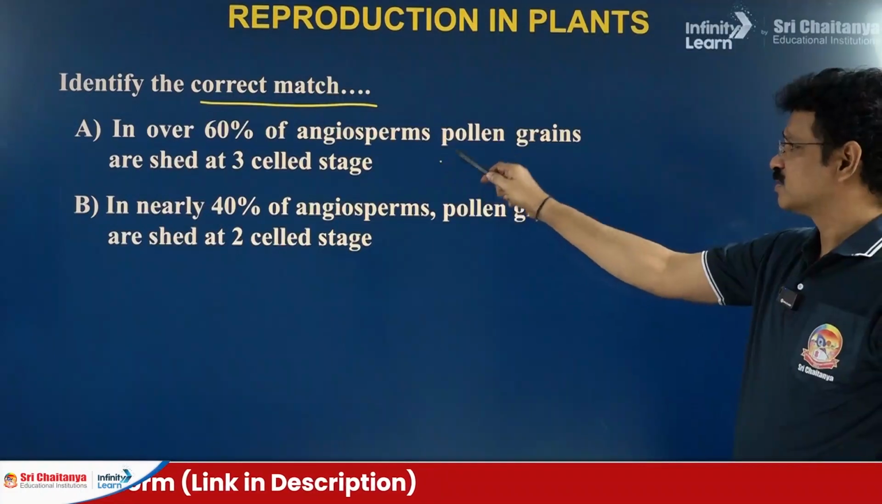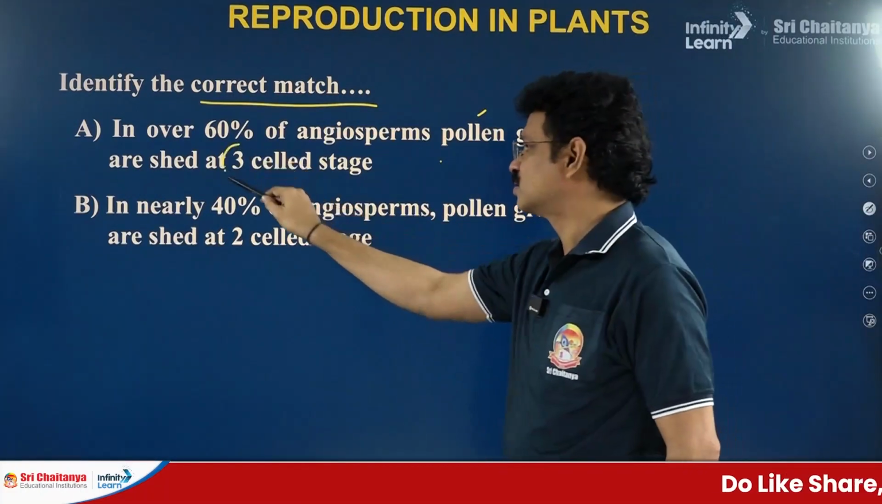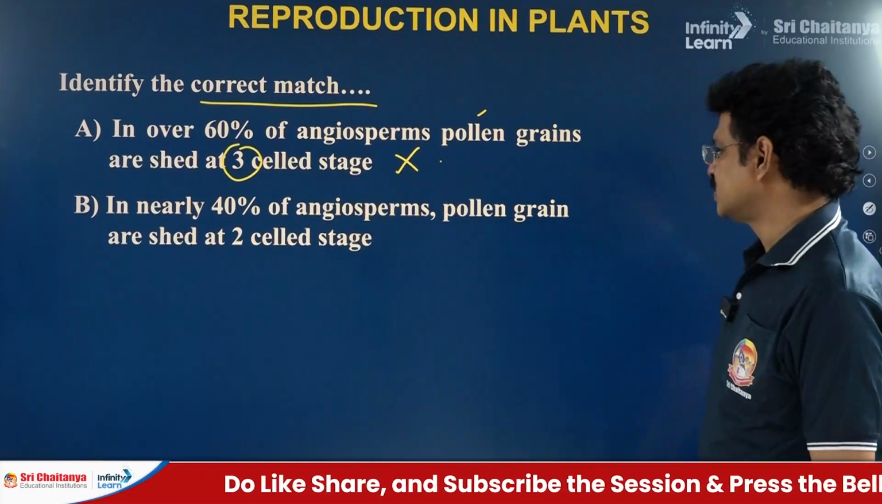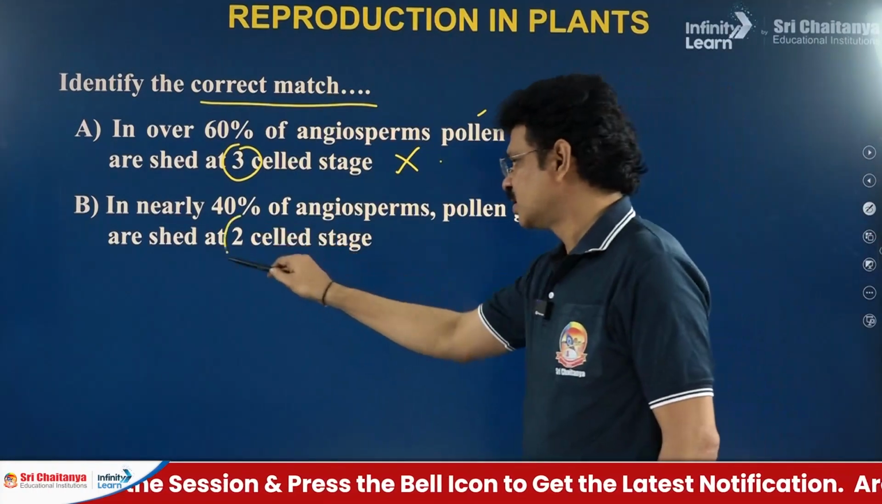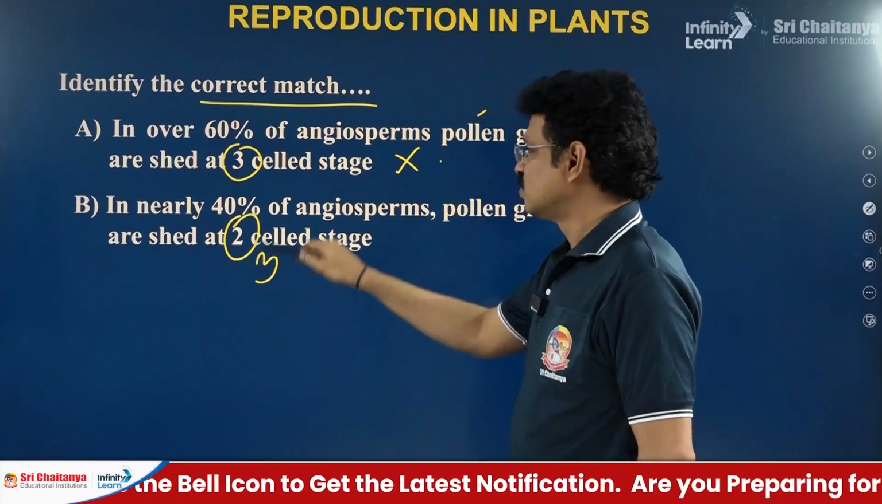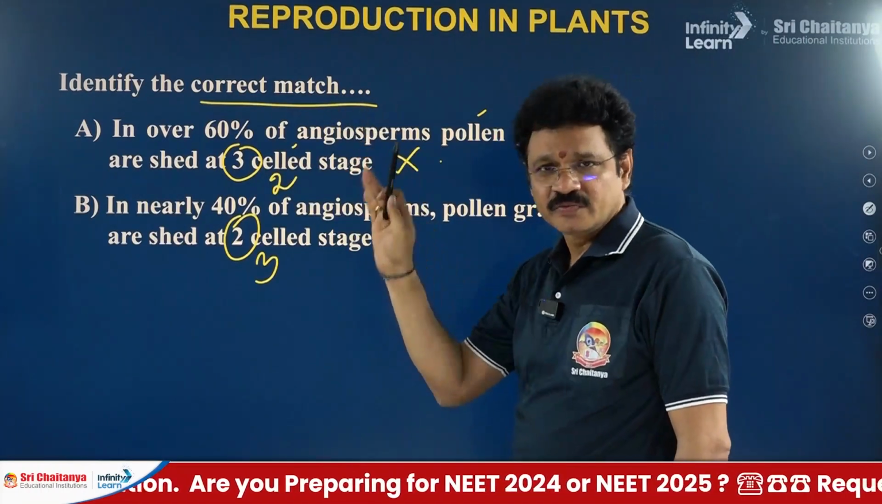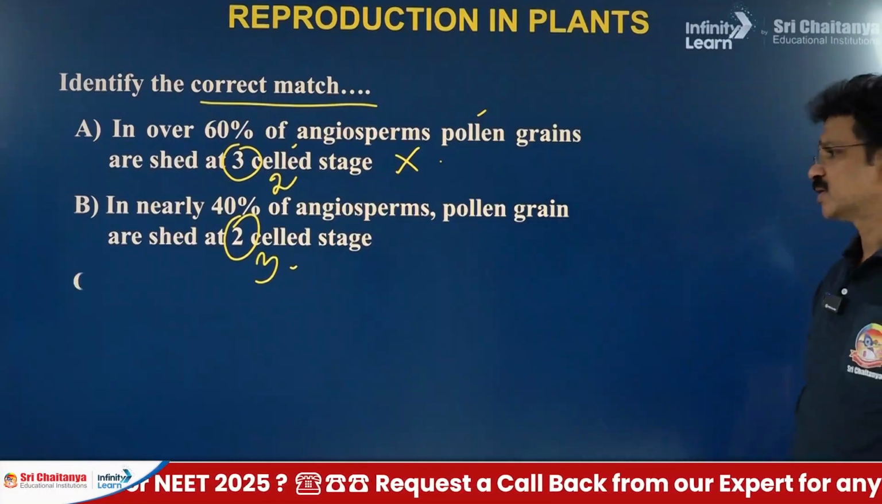More than 60% of angiosperms pollen grains are shed at two-celled condition, not three-celled condition. That's why it is the false statement. And 40% of angiosperms pollen grains are shed at two-celled condition? No, it is the three-celled condition. In most of the angiosperms, pollen grains liberate out in two-cellular condition. In few angiospermic plants, pollen liberate out at three-cellular stages.